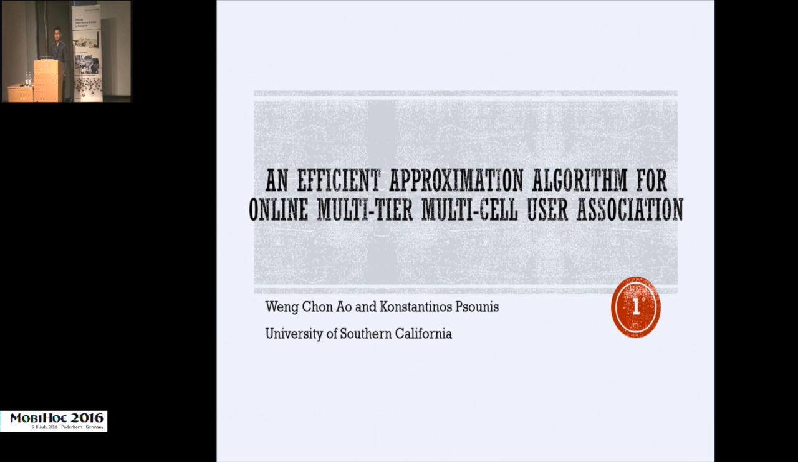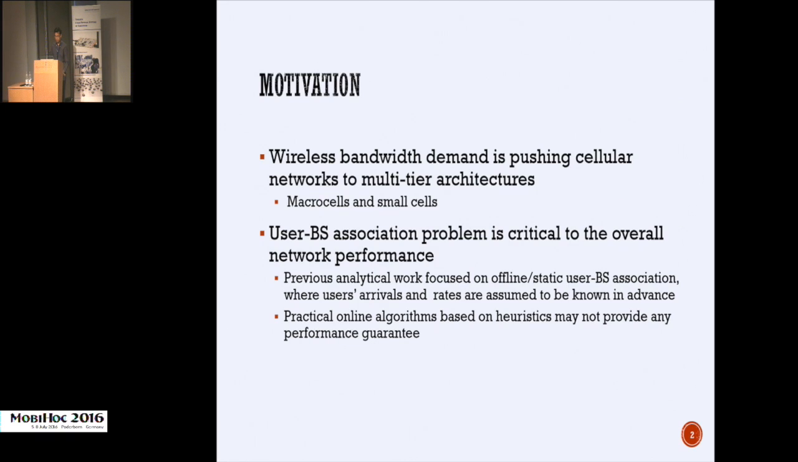I'm going to talk about an efficient approximation algorithm for the online multi-tier, multi-cell user association. I'll start with the motivation. We know that wireless bandwidth demand is pushing cellular networks to multi-tier architectures. It may consist of macro cells and a bunch of small cells. Under this architecture, the user base station association problem is critical to the overall network performance.